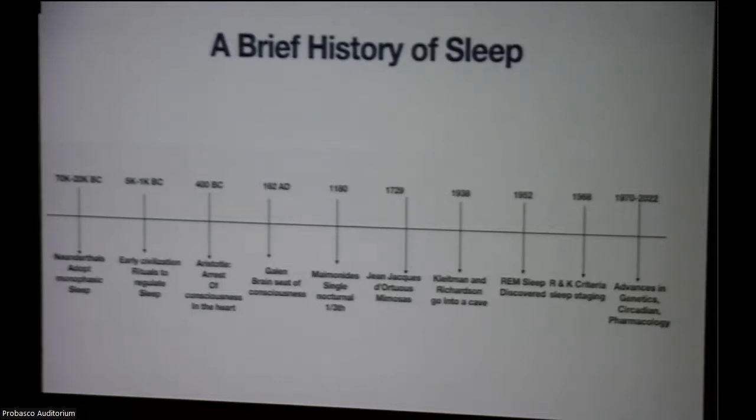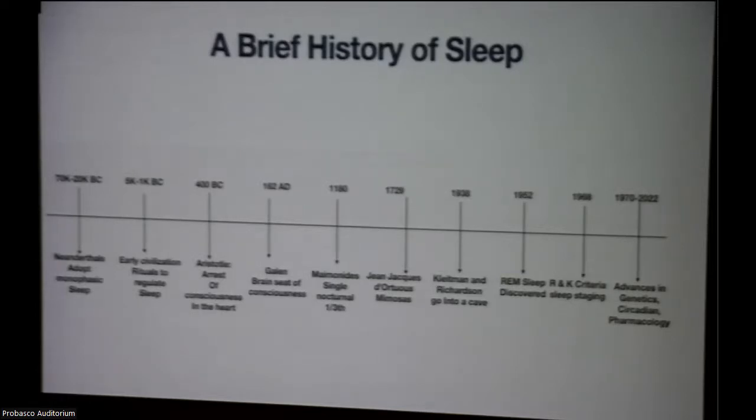We see over the years that many civilizations have been very preoccupied about sleep, about disturbed sleep, about trying to sleep. And we see more emergence shortly before 1000 to 5000 BC of rituals that people got into to promote sleep and better rest. By the time that Aristotle was around in 400 BC, it was thought that sleep was an arrest of consciousness in the heart. At that point, consciousness was believed to be seated in the heart, which Galen challenged by 162, declaring that it's actually the brain, the seat of consciousness.